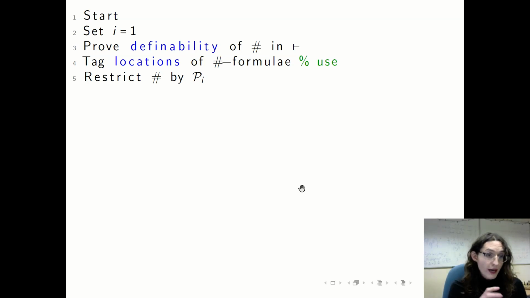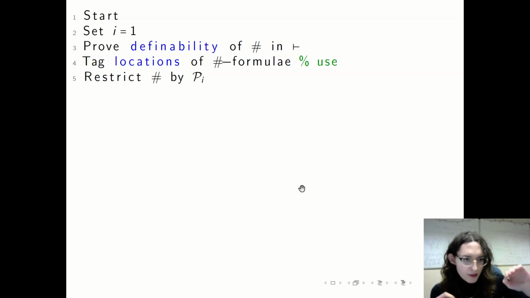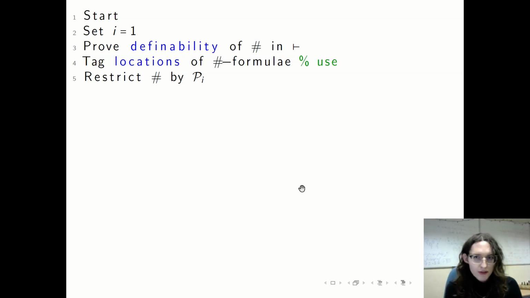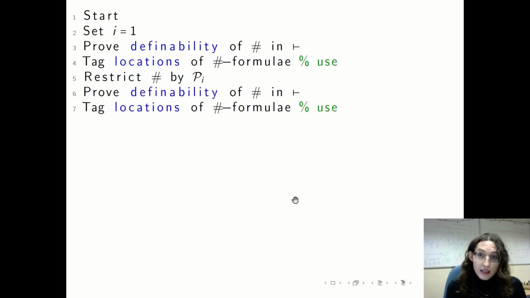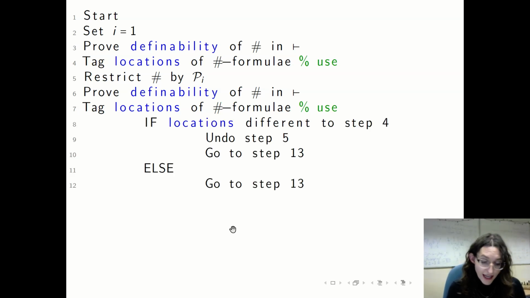Now in the next step, we go back to our original hash rules, and we'll go to the first parameter on a list of parameters, and we'll restrict that parameter about the hash rules. And now we rinse and repeat. So we add the restricted hash rules to our minimal derivability relation. We redo the proof of definability. We go over the proof and again tag all of the hash formulae and their locations to keep track of the inferential use of that formula. And now we compare and contrast.